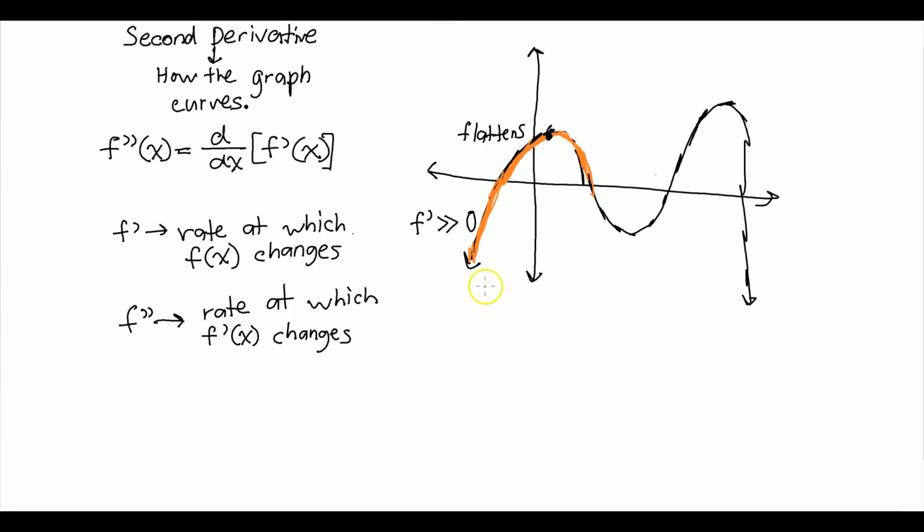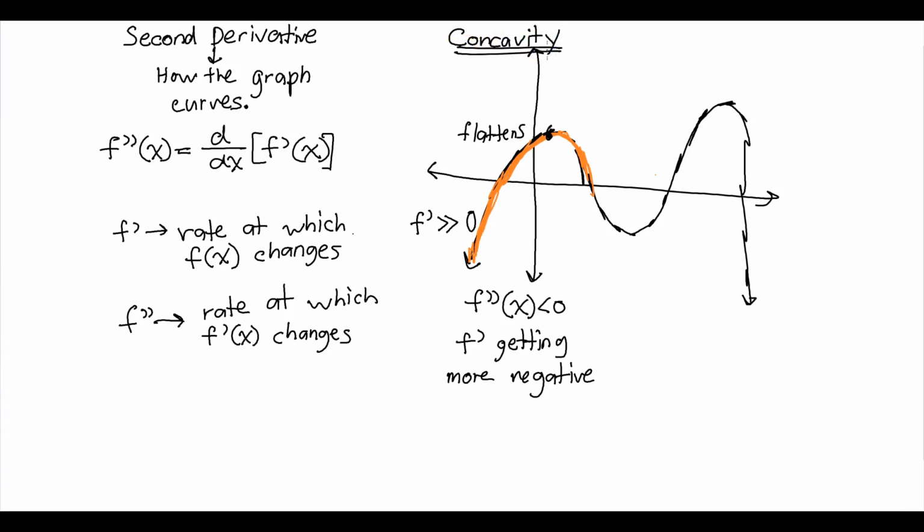So if f prime prime of x is less than 0, that means f prime is getting more negative. So if it's getting more negative, then you could see it starts to curve downward. And there is a technical name for how the graph curves, whether upward or downward. And that is known as concavity. That is really important, and that is what the second derivative measures. How the graph curves, whether the graph is concave up or concave down.